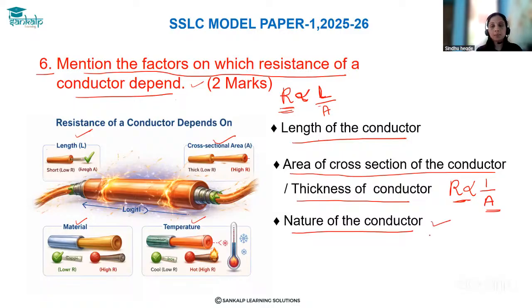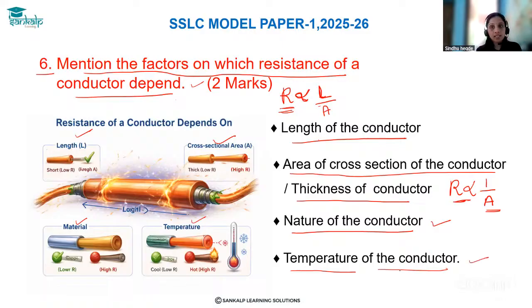Next, it depends upon the nature of the conductor. That is, how many charge carriers are available in that conductor is also a factor. Then the resistance also depends upon the temperature of the conductor, meaning how many charge carriers are available to conduct electricity, and how vigorously the atoms move when the temperature of the conductor increases. These are all the factors on which the resistance of the conductor depends. Thank you.